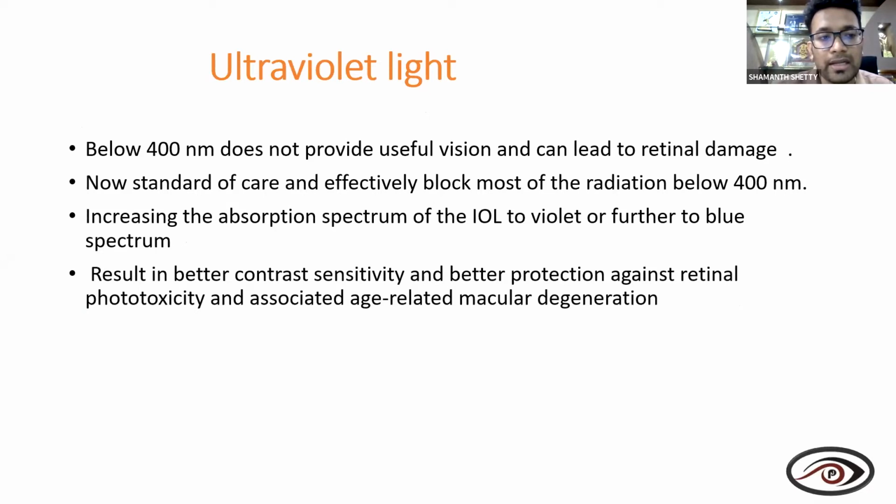Talking about ultraviolet light, anything less than 400 nanometers is toxic and usually causes retinal damage. Anything more than 400 to 440 gives you better contrast and helps especially in patients with ARMD and all that. It prevents retinal phototoxicity. So most of the lenses right now come with a UV coating to help against all these problems.